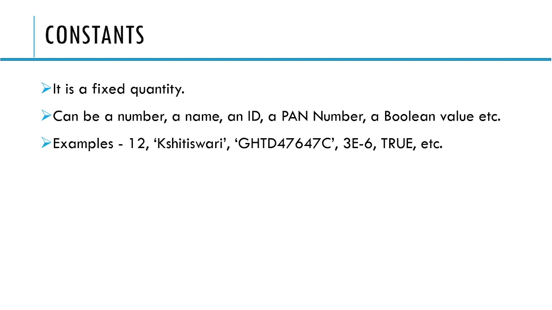The examples I have listed: 12 is a constant, it is a number, a numeric constant. Then Khitishwari, that is my name, it is also a constant. Suppose this is a PAN number, that is also a constant. It is an alphanumeric value where alphabets, digits, everything is there. Then suppose a flight number like 3 dash 6, that is also a constant. True is a Boolean value, that is also a constant. So whenever you deal with a lot of data during data analytics, you will deal with a lot of constants. Each piece of data is known as a constant and you have to deal with it.